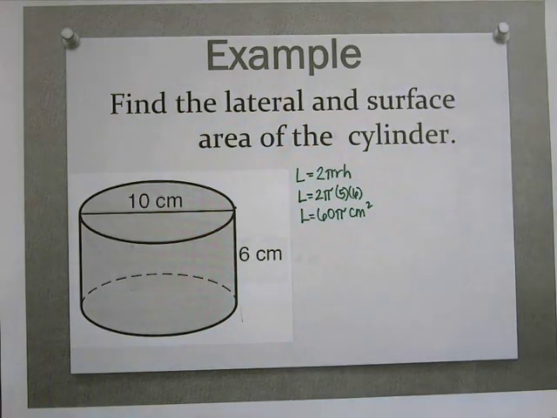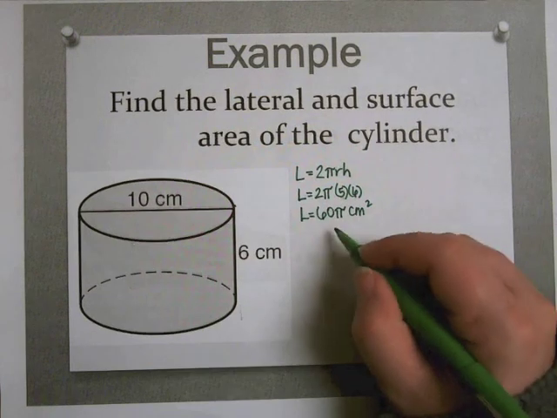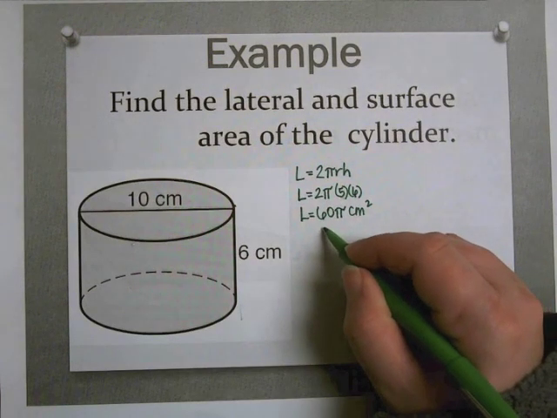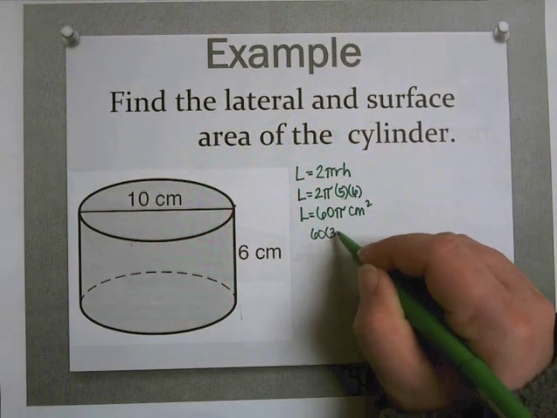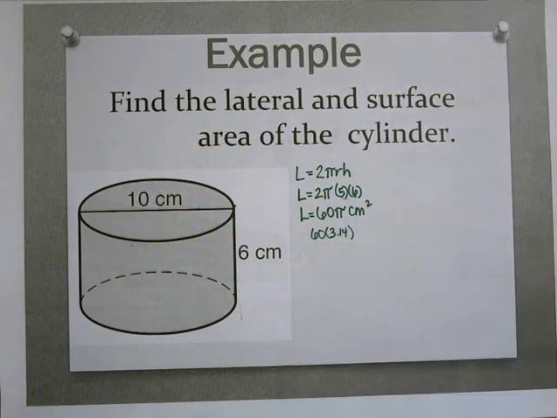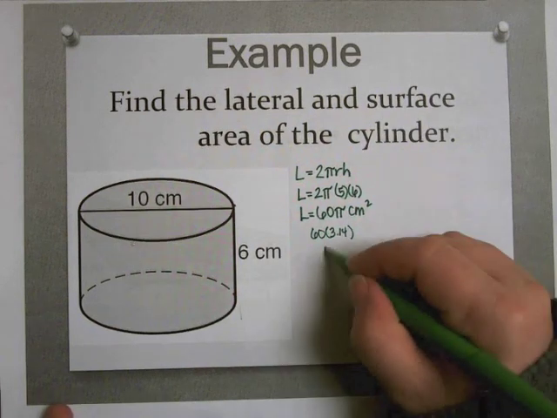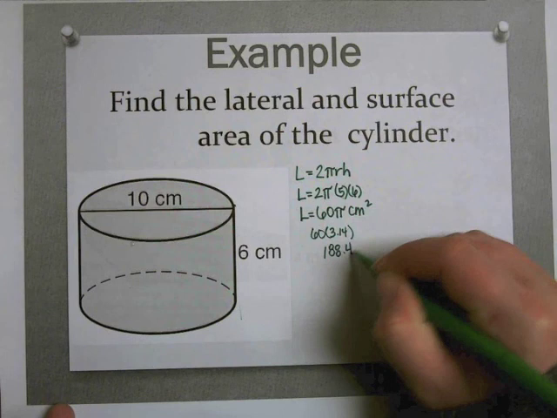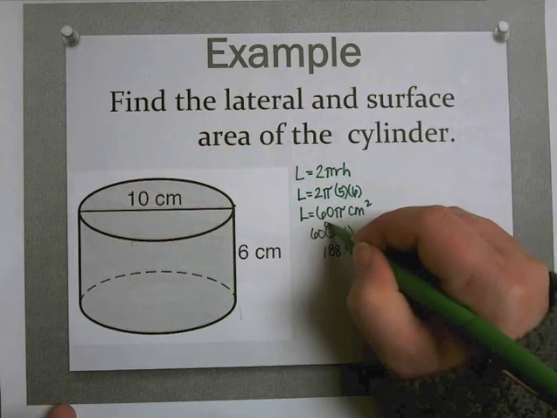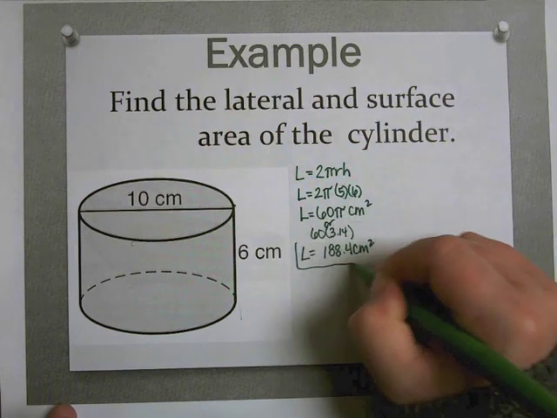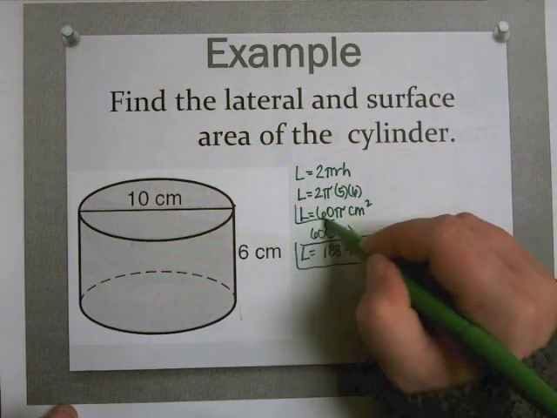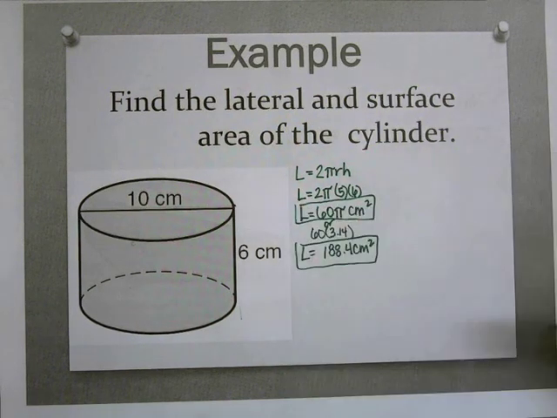If we wanted our answer to the nearest tenth or something, remember you would take 60 times 3.14. So when we take 60 times 3.14, we get 188.4 centimeters squared. So either one of these answers work. It just depends on which one they ask you. Remember, that's exact. That's to the nearest tenth. Okay, so there's our lateral area.